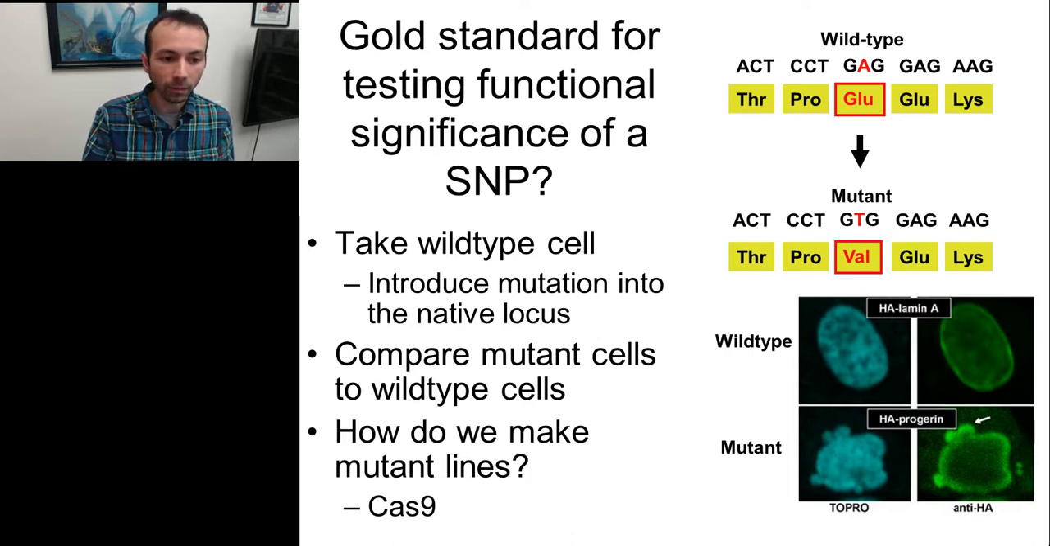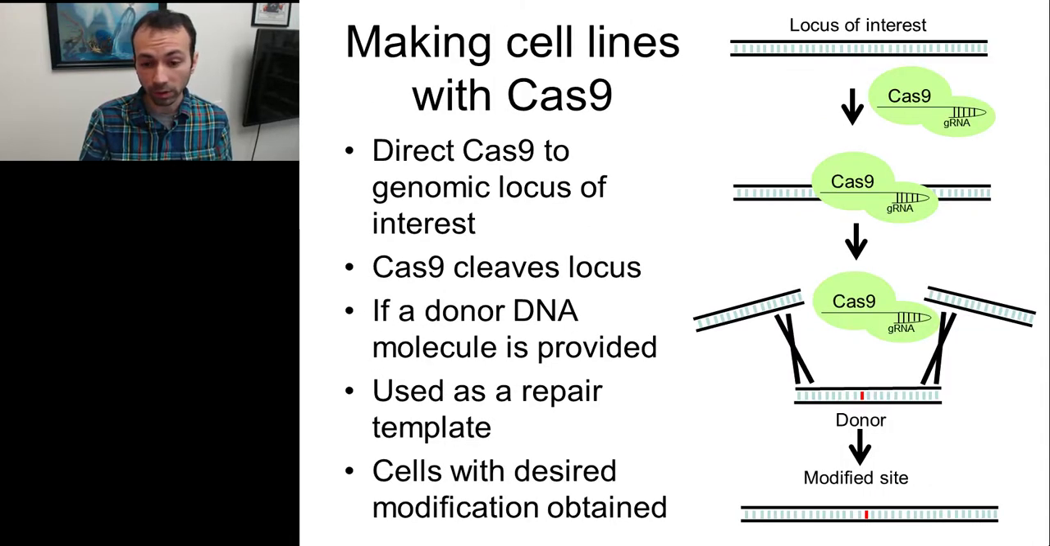It's pretty straightforward. You take cells, you give them Cas9, you direct Cas9 to your locus of interest. Cas9 then binds that locus of interest, and it cuts the locus. Then if you have fed the cells at the same time a donor DNA molecule that can be used to repair that break, the cell will grab that donor and use it as a repair template. And by doing so, it'll incorporate your change into the site.